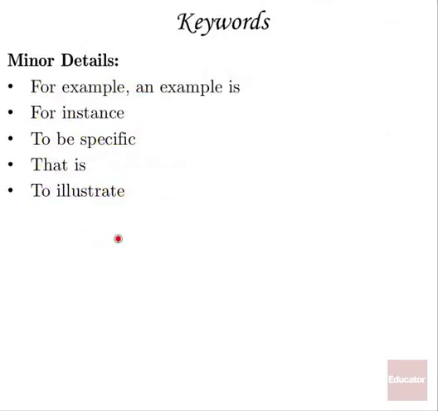Here they are. For example, an example is, those are really, really specific. They're right at the bottom of that triangle, incredibly microscopic. For instance, to be specific, to illustrate, and that is. These are all great keywords that let you know, hey, that's a minor supporting detail, not a major supporting detail. Hardly ever see those in major supporting details.